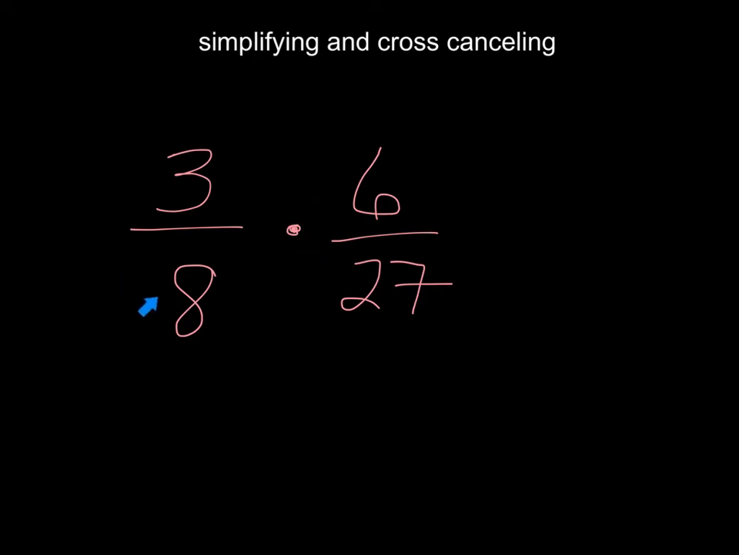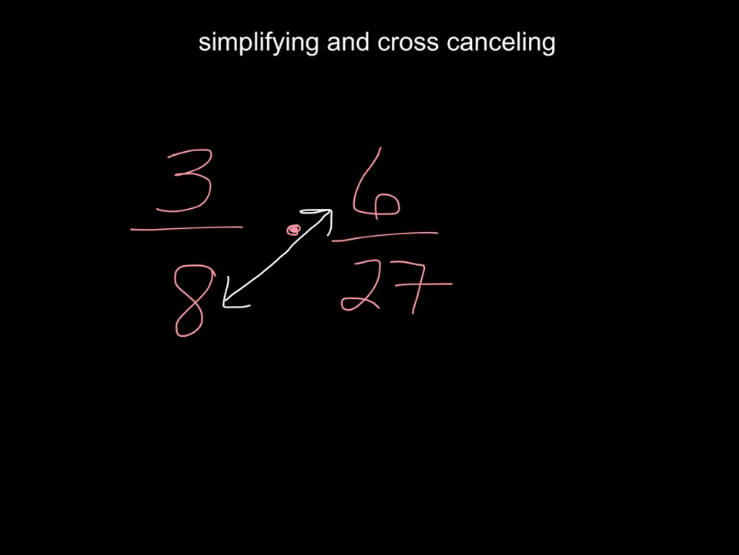Usually they will already be simplified. So the next step would be to cross-cancel. Cross-cancel is called cross-canceling. Really it should be called crisscross canceling, because that's what we're doing. We're going to do the same thing that we do when we simplify, but in a crisscross fashion.